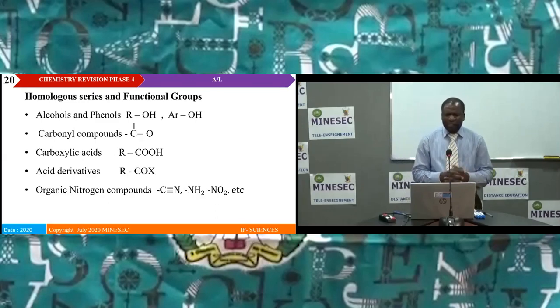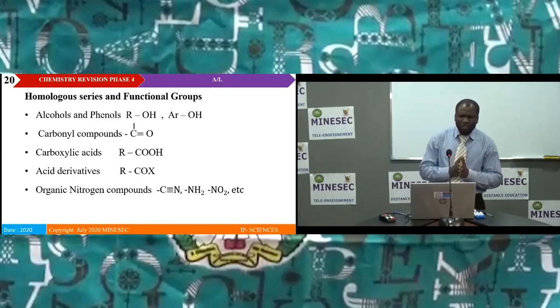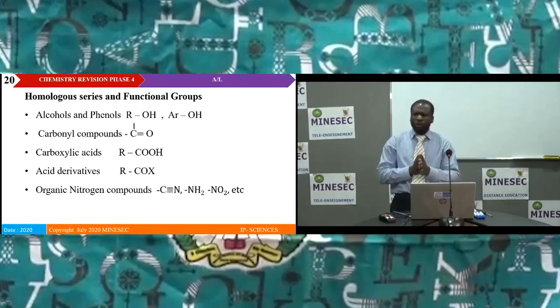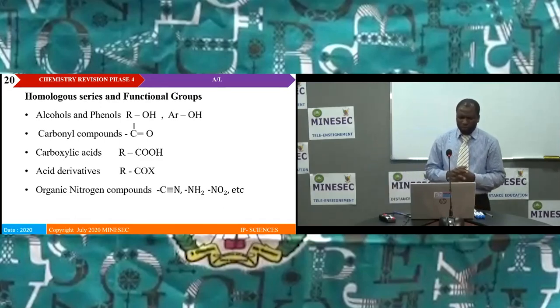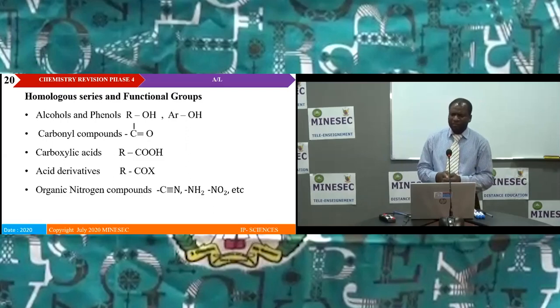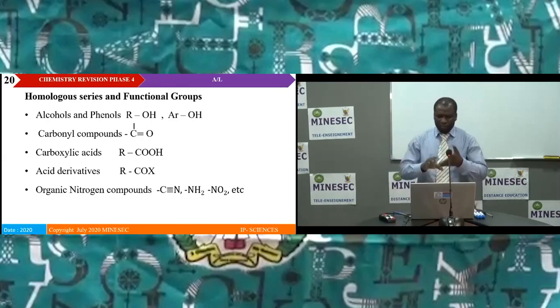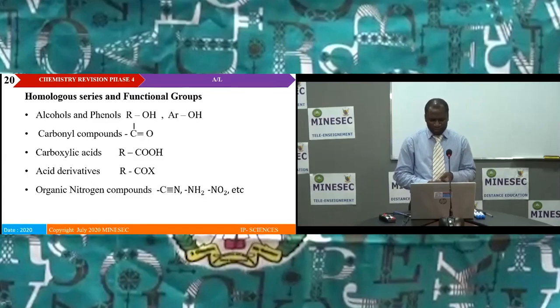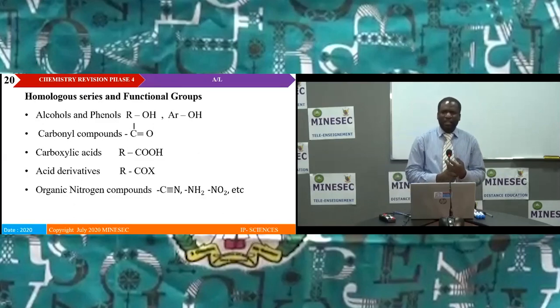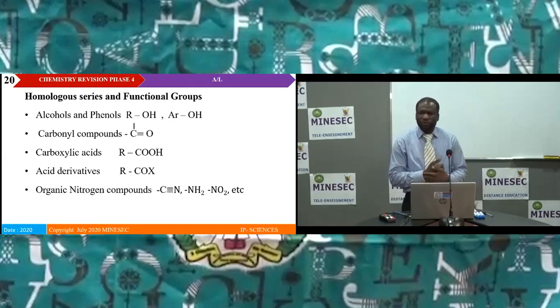We have carboxylic acids, characterized by the functional group COOH. So we have a carbon atom bonded to an oxygen atom through a double bond and to an OH group. We equally have functional derivatives of carboxylic acids. We have acyl chlorides, acid anhydrides, we have amides and esters. Organic nitrogen compounds. We have nitriles, characterized by carbon to nitrogen triple bond. You have amines, NH2. You have nitro compounds, NO2, and so on.